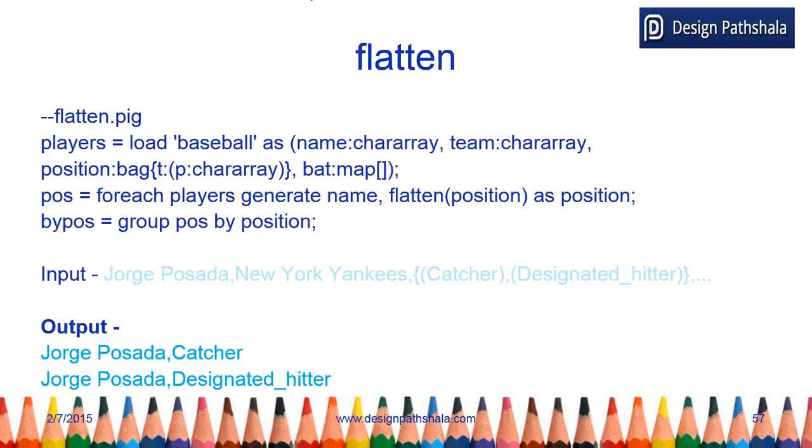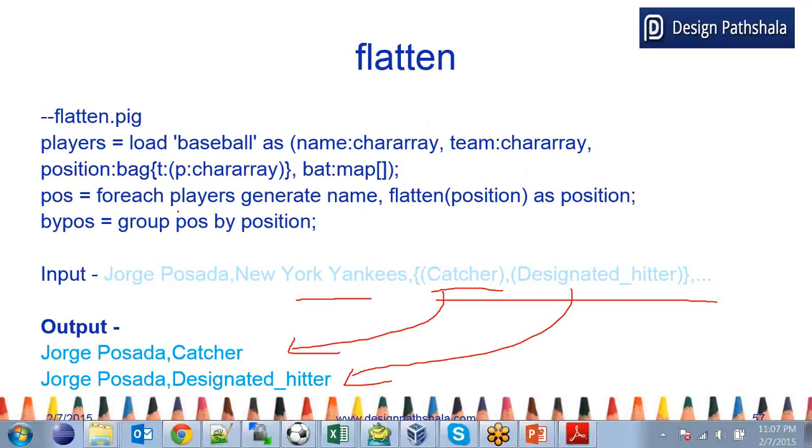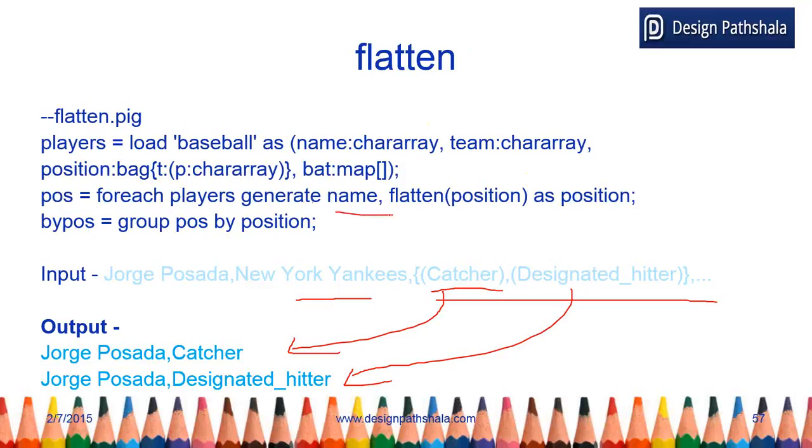So FLATTEN is your operator which is the vice versa of your GROUP BY operator. Say my data is something like this, which is grouped based on different things. If I say flatten, that will flatten it out, which means for each group it will create a new row. So here, what I said is: for each player, generate name, that is the name of the player, and flatten position as position. So name and the position. If there are two positions, there will be two rows, name and the position. So FLATTEN is the reverse of your GROUP operation.